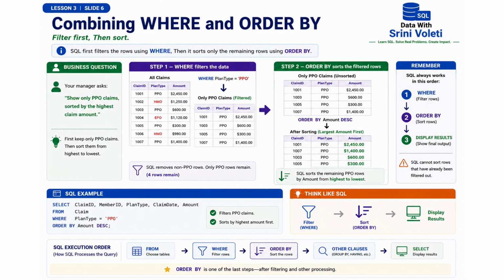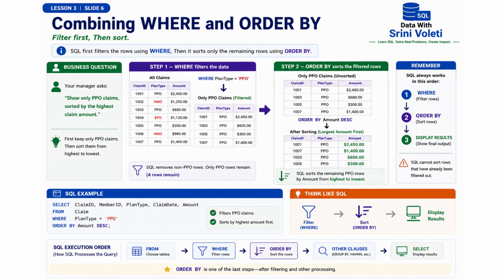To answer that request, SQL performs two separate steps. First, the where clause filters the data. It removes every row that does not belong to the PPO plan, leaving us with only the records we care about. Once the filtering is complete, order by takes over. It sorts only the remaining PPO claims, placing the highest claim amount at the top of the list.